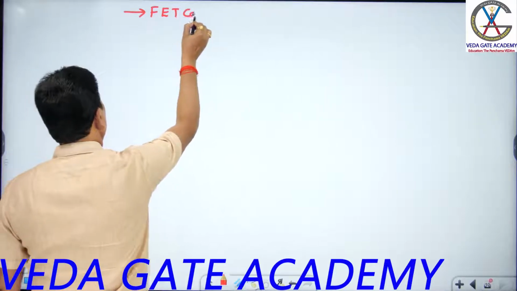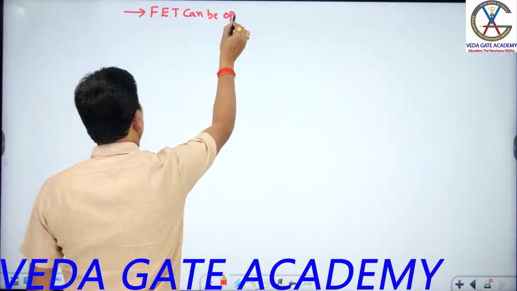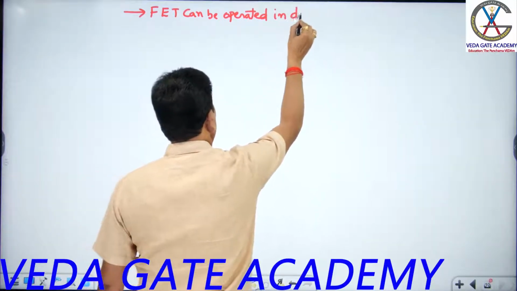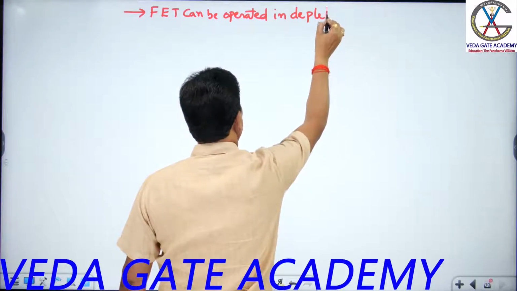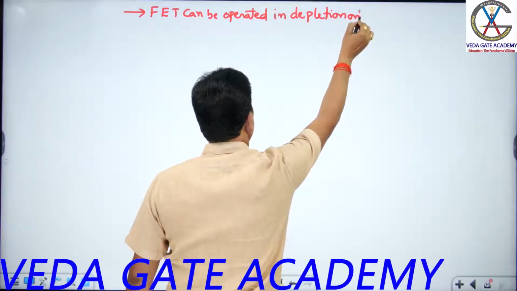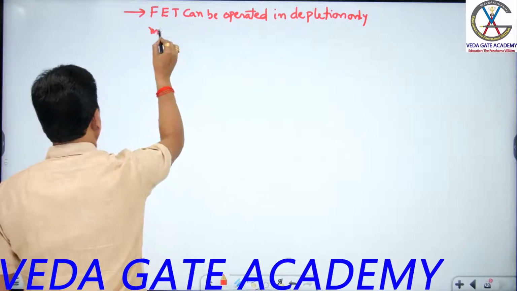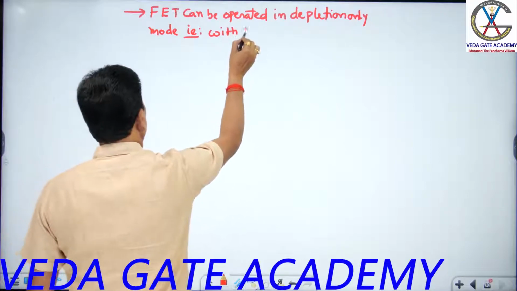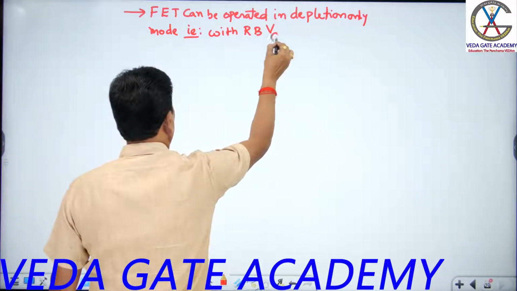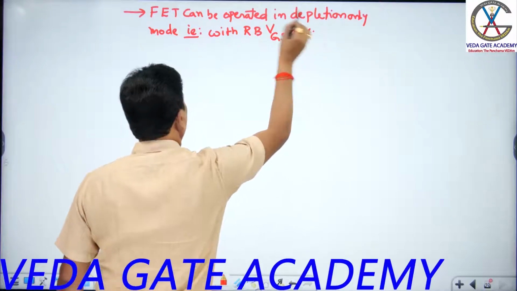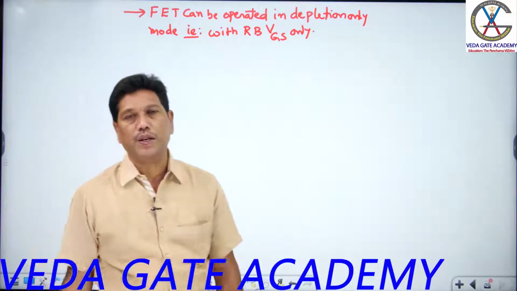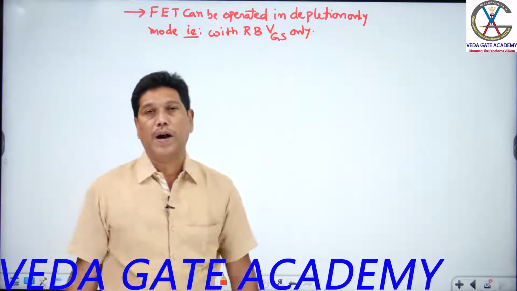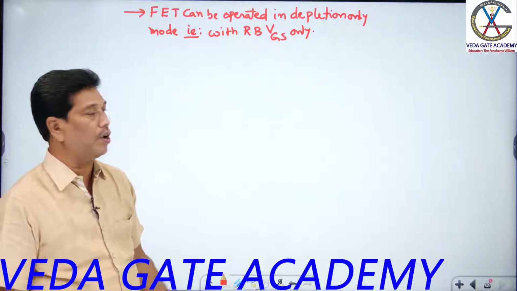FET can be operated in depletion only mode, students. Depletion only mode, that is with reverse bias gate voltage VGS only. That is with reverse bias gate voltage VGS only, students. So FET can operate in depletion only mode. That is with what, sir? Reverse bias gate voltage only, students.